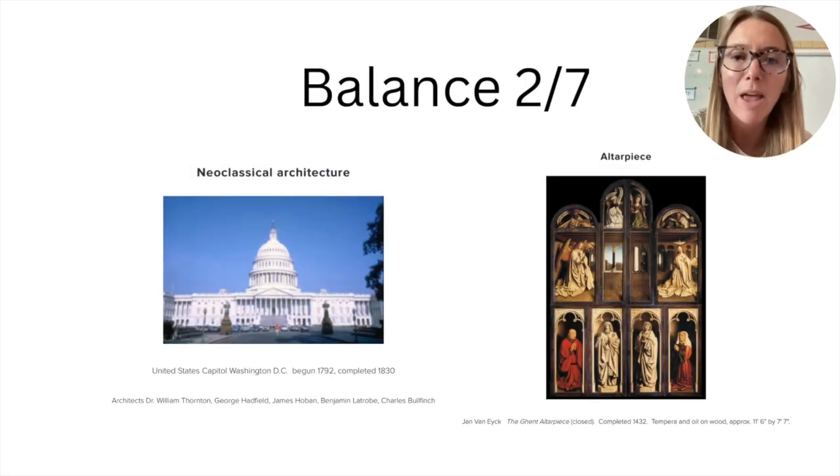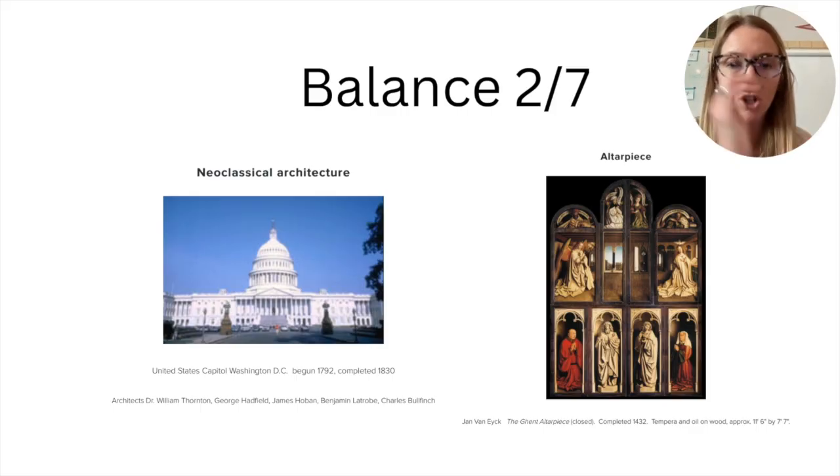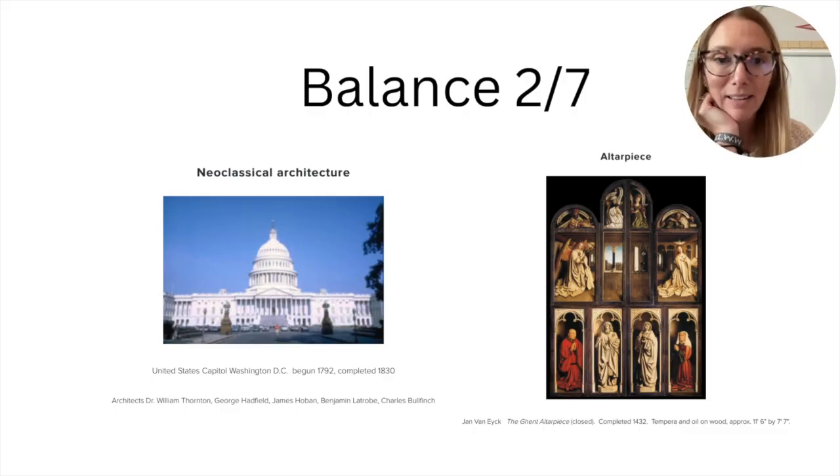Okay, then we have balance in artworks. First, we have it in architecture. So if we look at the Capitol building in Washington, D.C., you could literally divide it right down the middle and it would fold in half and touch each other. Like exactly, it's exact.